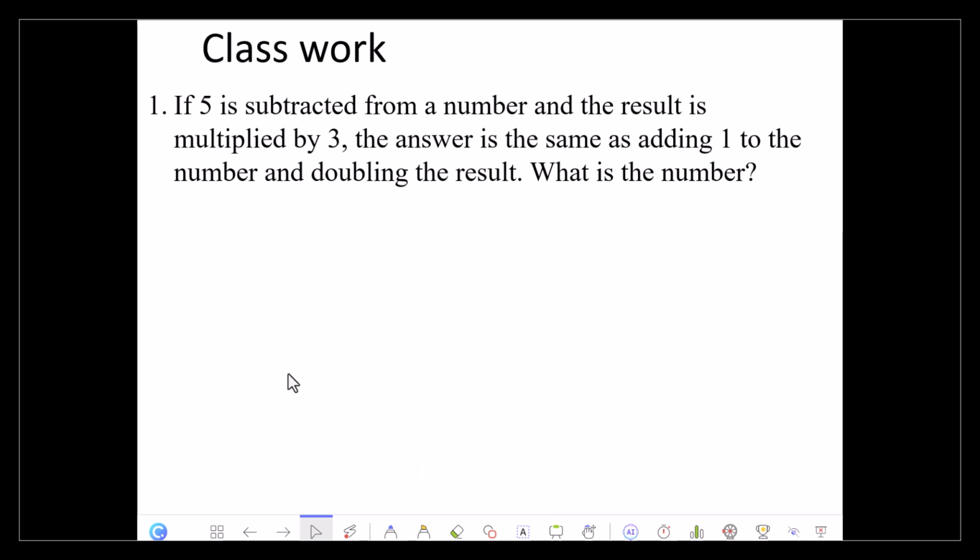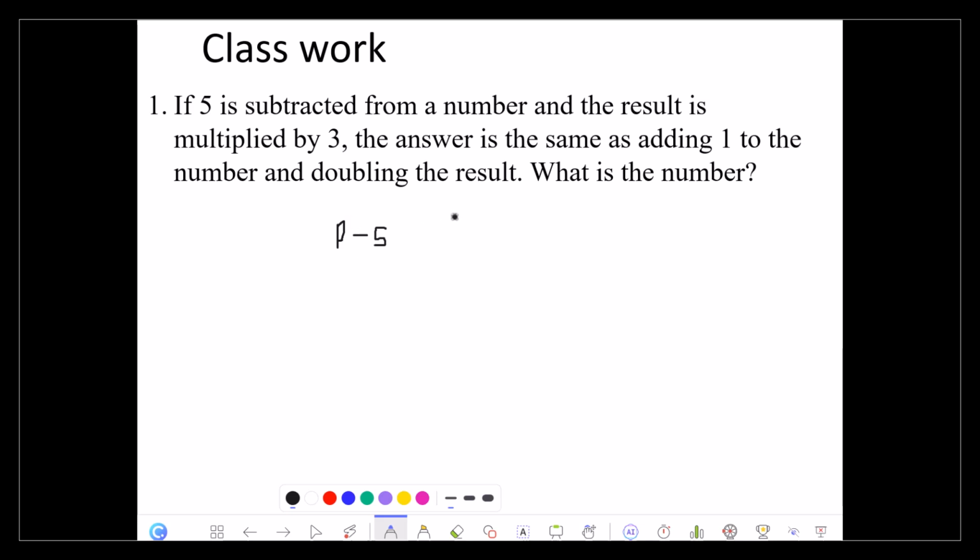And to start, let's get our pen. It said if 5 is subtracted from a number, remember you are taking 5 out of a number. So if the number is p, for example, I will take 5 out of it. So if p is the number, subtract 5 out of it. So it's going to be p minus 5. So 5 is subtracted from a number.